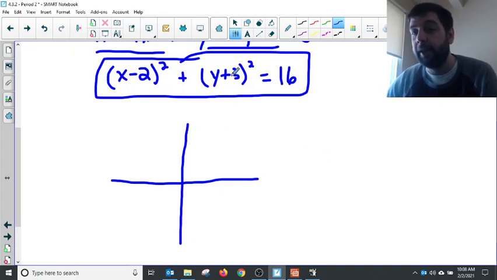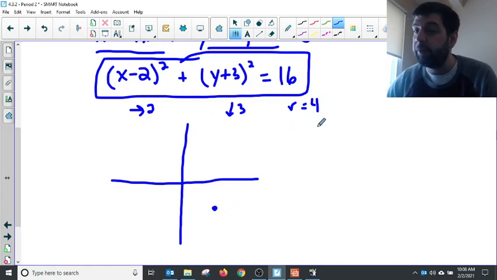Okay, so both H and K are kind of like their opposite behavior thing going on. So this means the circle is going to go to the right 2. And this means the center of my circle is going to be going up 3. Or, sorry, down 3. And the radius of my circle is going to be the square root of this, which is 4. Okay, so I'm going to the right 2. I'm going down 3. I'm somewhere down in here.